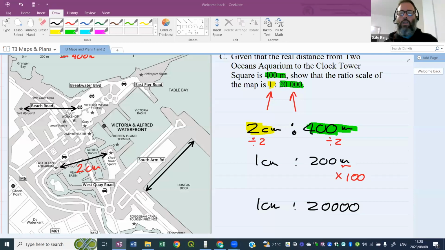Yes. Okay. So yes, based on the information they give us, 2 things. Well, they give us one, we've got to measure the other. They gave us that the real world distance is 400 meters, and they tell us that it's that line there on the map. So you measure that line and you get 2 centimeters. This is measured. So I'm going to write a little word here. Measured. And this one was given in the question.